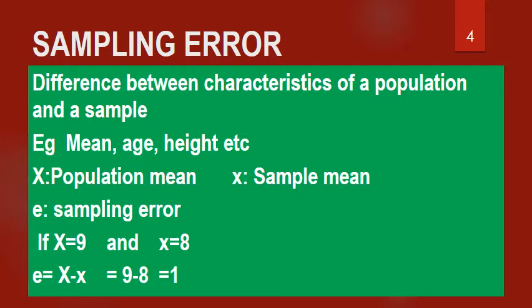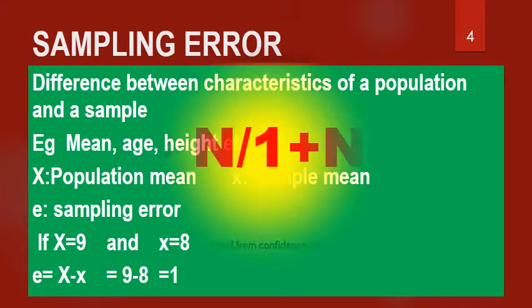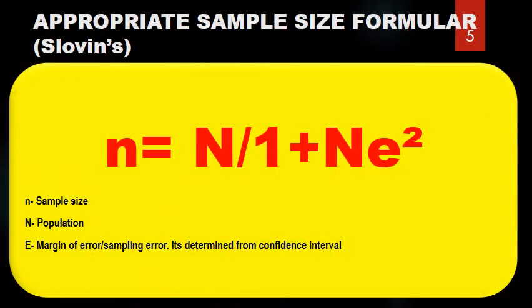So the difference between the mean height of the population and the mean height of the sample is what we call the sampling error. The bigger the sampling error signifies the inaccuracy of the data you've collected. The smaller the sampling error signifies the accuracy of the data you've collected.